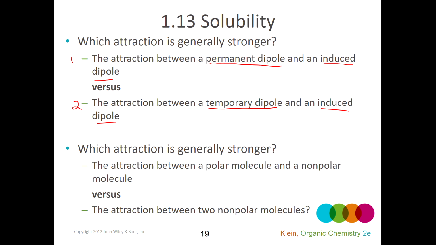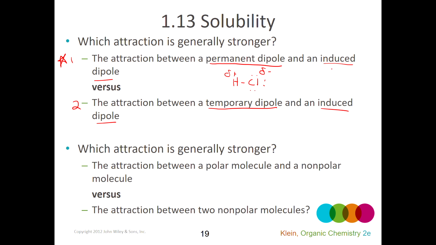The first one. Good. One brave soul wanted to answer that correctly. Nice work. So the first one is stronger because a permanent dipole implies that you've got a structure with a permanent difference in electronegativity, like HCl, like we talked about that as a simple example. Pretty decent electronegativity difference, so this end is always negative, this end is always positive.